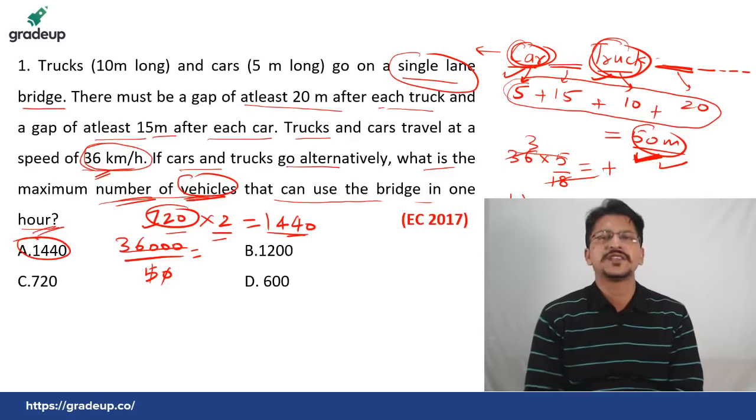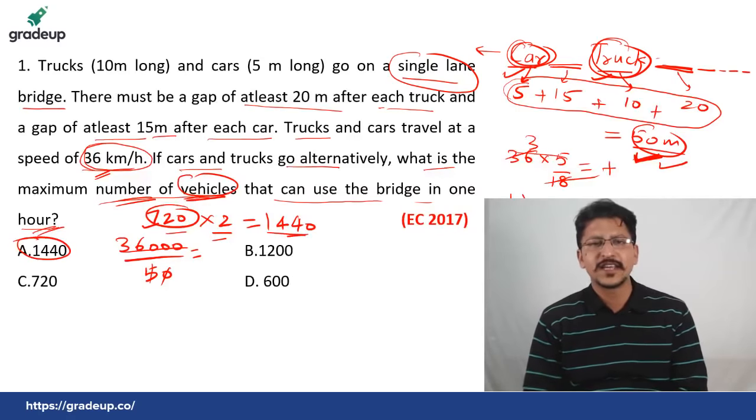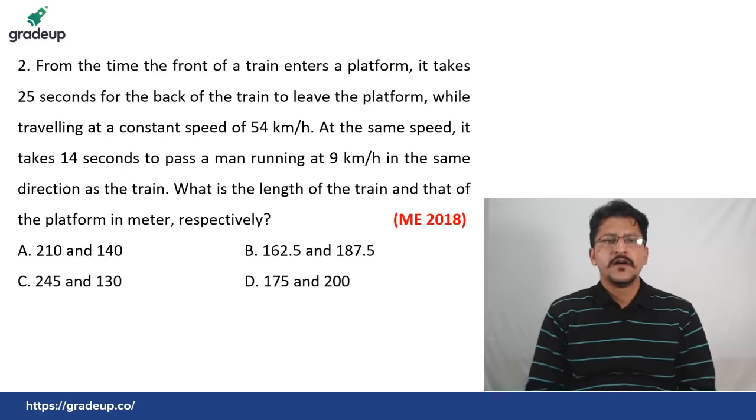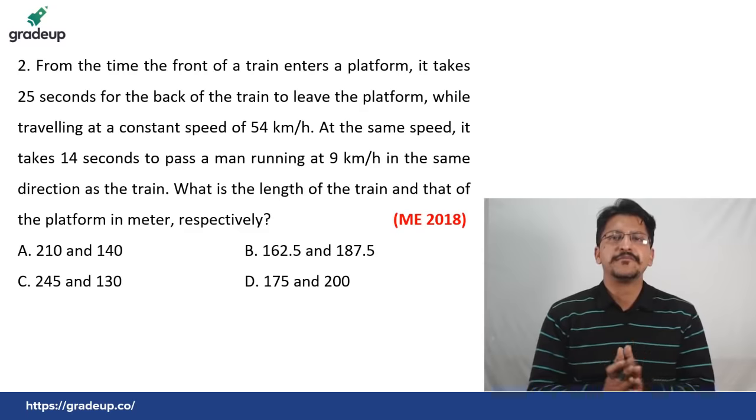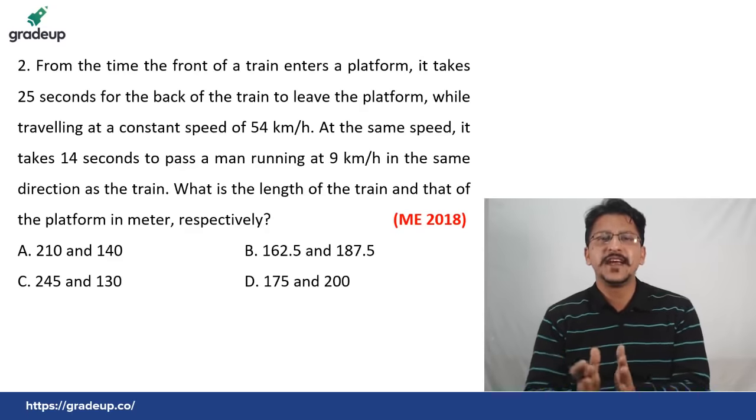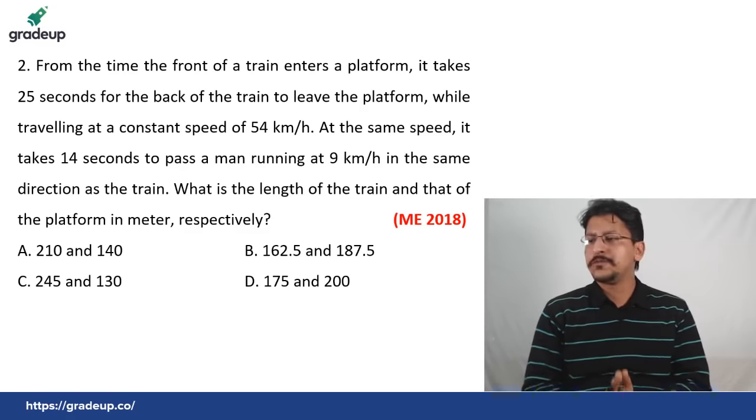This was the question from speed, time and distance. Now let us see what the next question is. See this. This is the question that uses the concept of a train passing a platform and passing a man standing on a platform. Okay, so see this question.